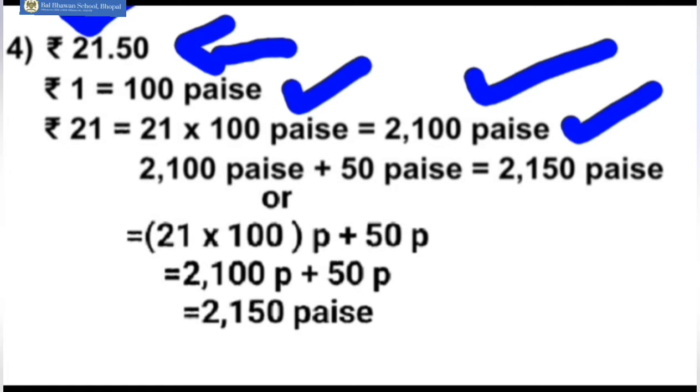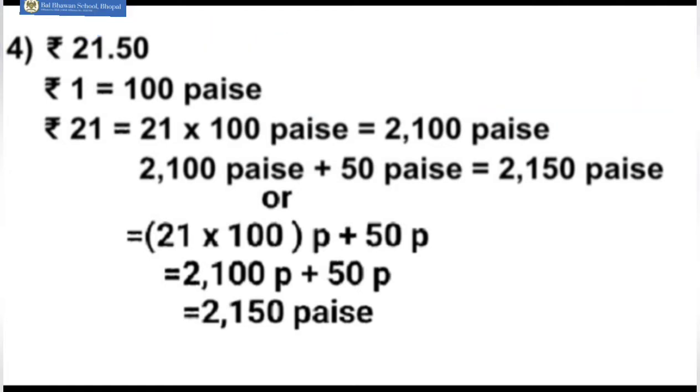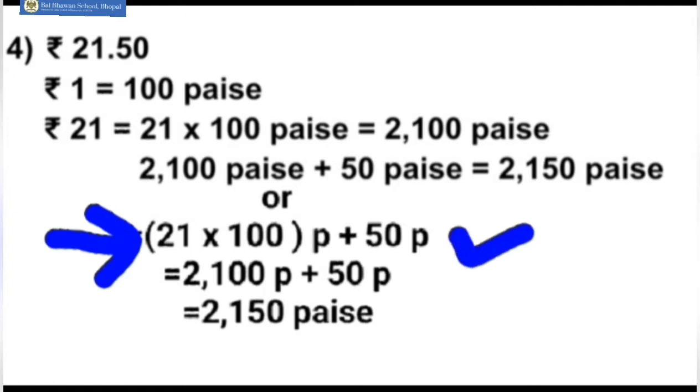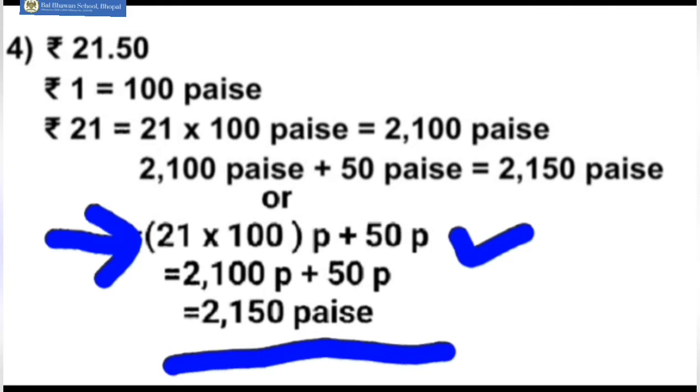Another way, we can in the brackets here mention 21 multiplied by 100 paise and show addition of 50 paise all together. And finally, we can add the sum of both the paise amounts, 2150, combine them together and mention the final answer.